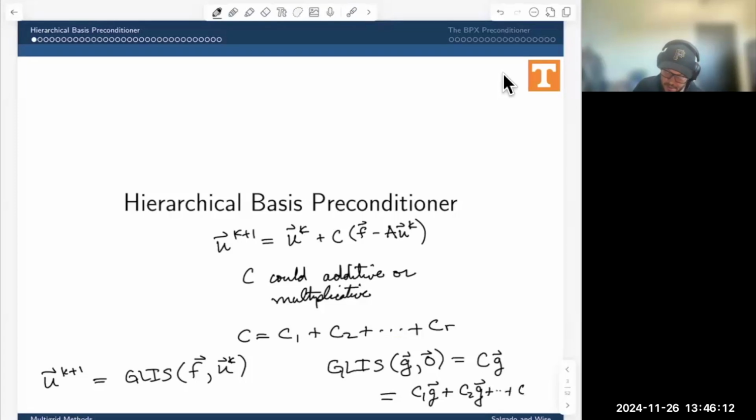That is right. CR times G. Okay, so now each one of these steps can be done completely in parallel, and you can throw them on a different processor. Processor 1, processor 2, processor R. And then finally you can combine them together. So this is why additive preconditioners, additive iterators can be so useful to us.